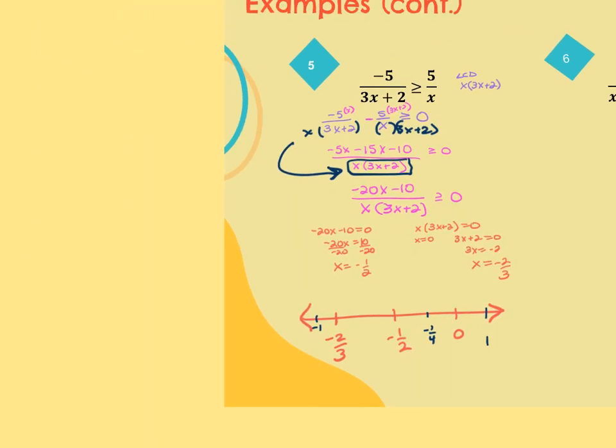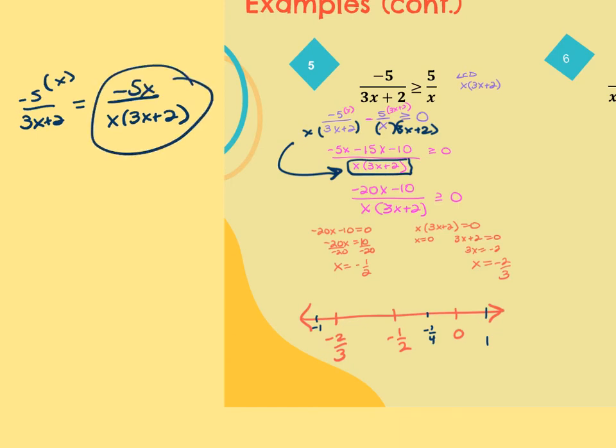So if you want to see that step in between, it's negative 5 over 3x plus 2 would equal what over x times 3x plus 2, right? And we would multiply this by x, and I get negative 5x. This takes the place of that first fraction. Does that make sense? Is that what you're asking?